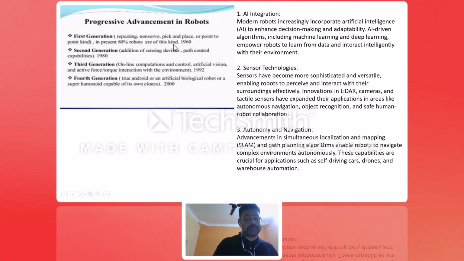At present, 80% of robots are of this kind, from 1960, whereas in 1980 they added sensing devices. They put in sensors and gave path control capabilities. Previously, a robot was used just like a machine. In 1980 they put in some sensors. It's like 50% of a human. In the third generation they use something different. They are integrating artificial vision, putting in a camera. That camera will be like an eye. The third generation robot will interact with the environment. It will study the environment and give a report to us, at 1992.